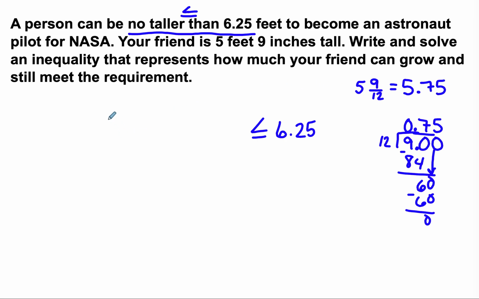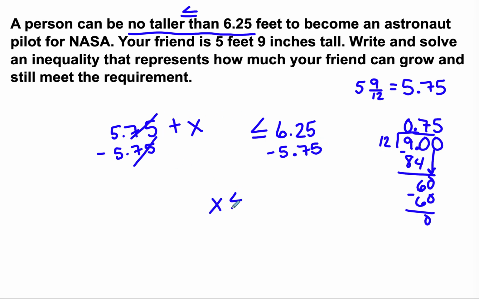Okay, so now we're ready to put that into the inequality. So my friend is 5.75 feet tall. We want to know how much extra they can grow, and then they still have to either equal 6 2/25 feet, or they have to be less than that amount. This is addition. To cancel it out, we subtract. We do want to make sure we're lining up our decimal point, lining up our place values before we do that subtraction. So we have x is less than or equal to 5 minus 5 is 0.